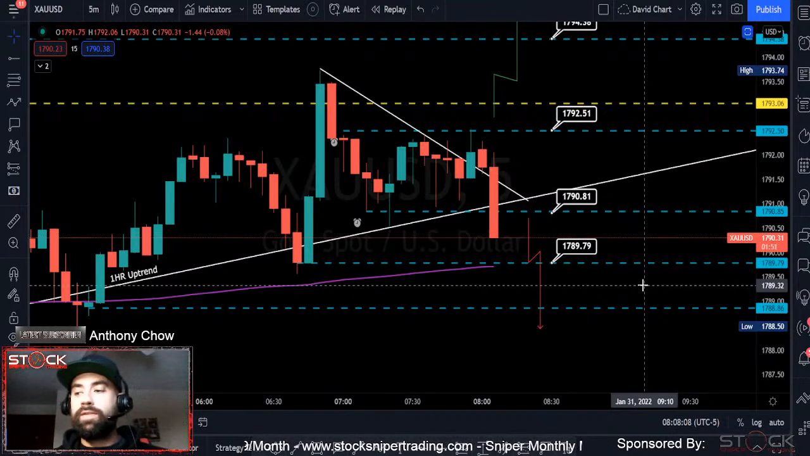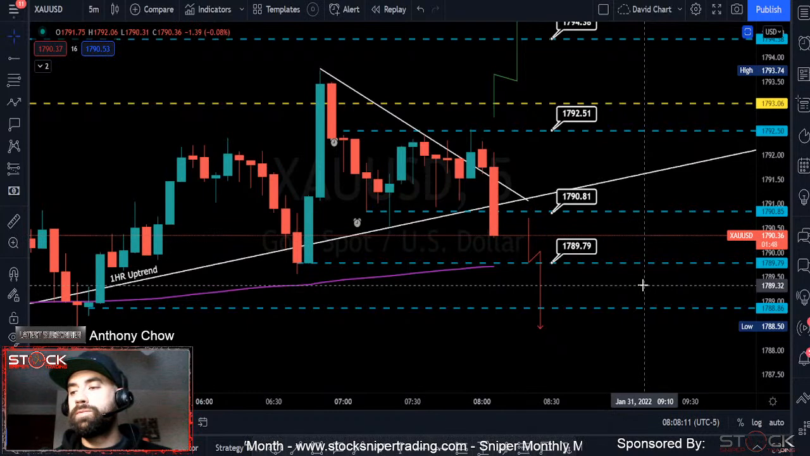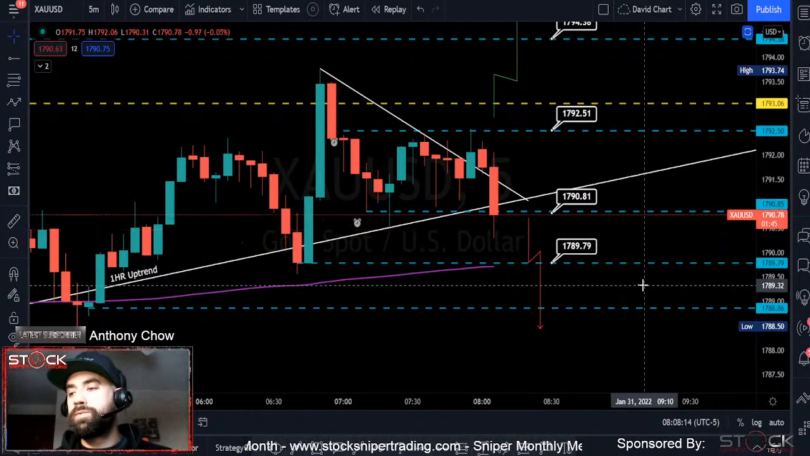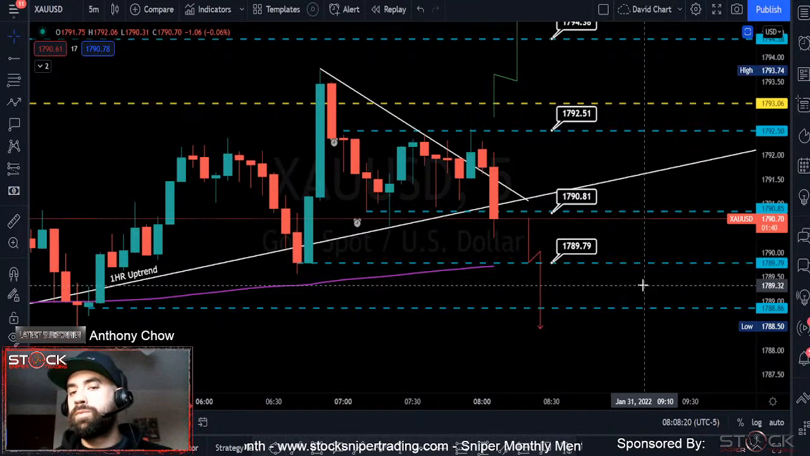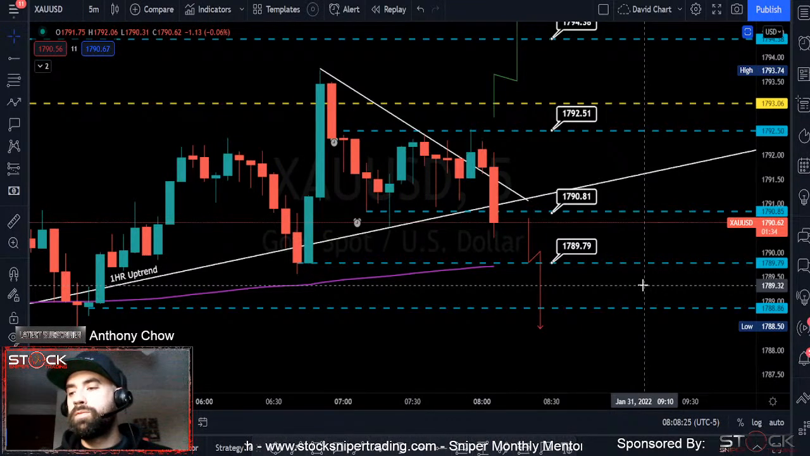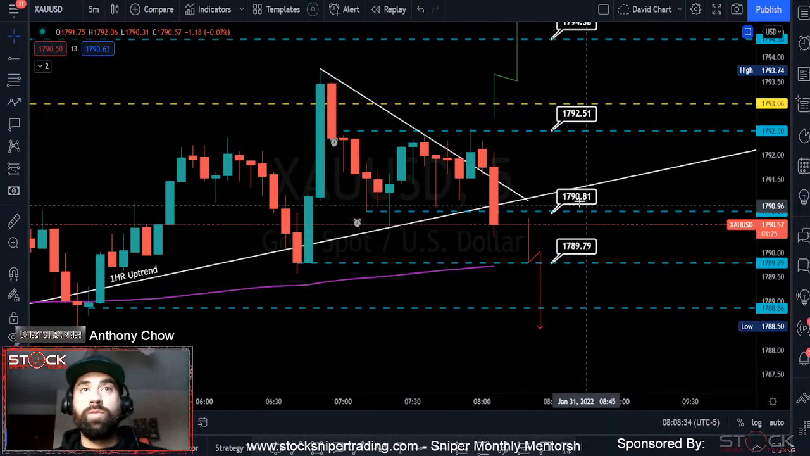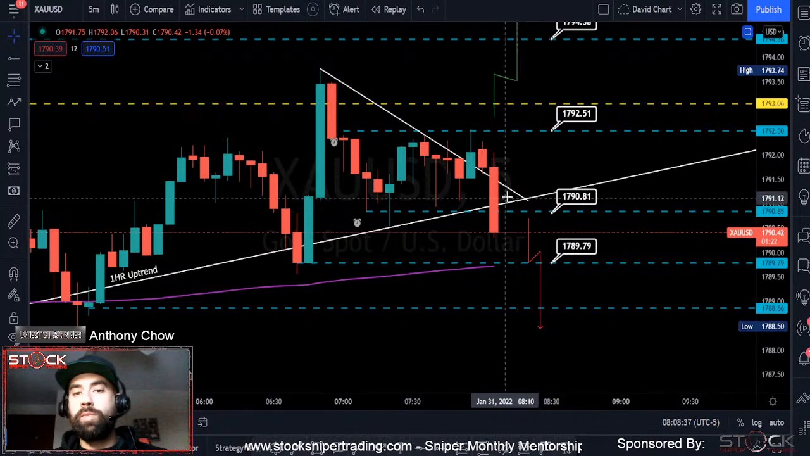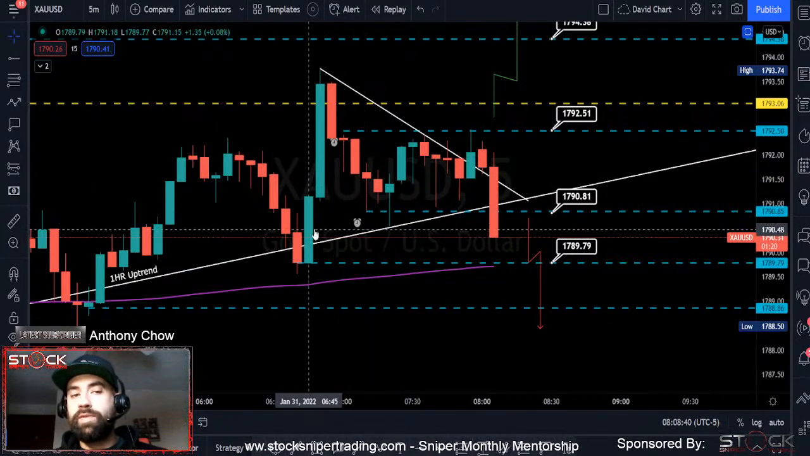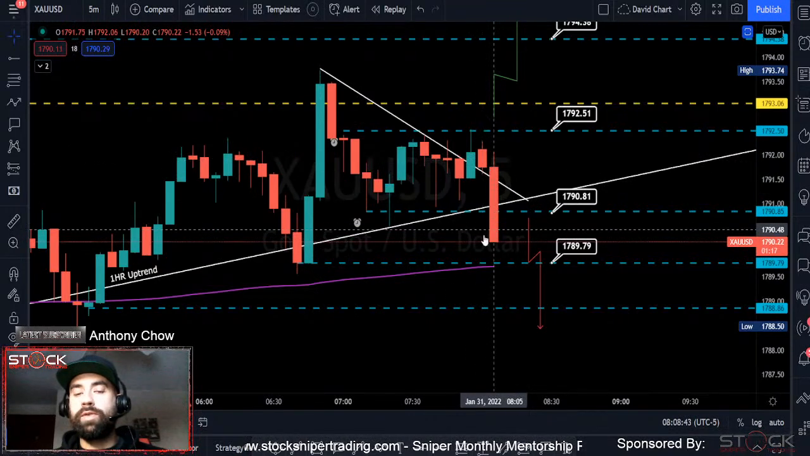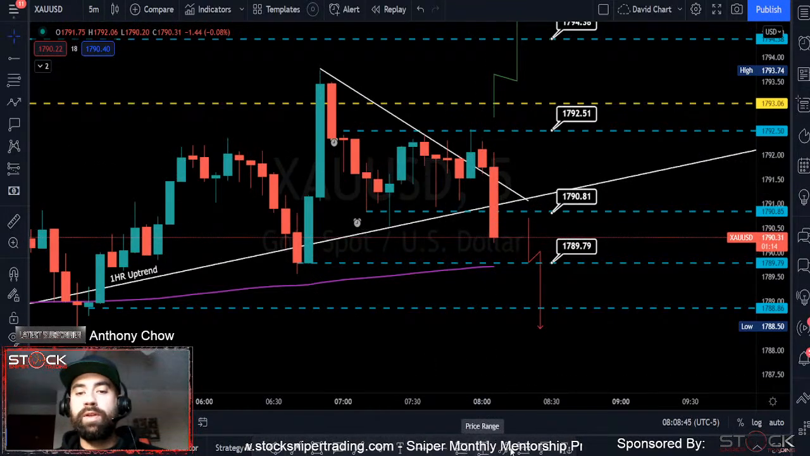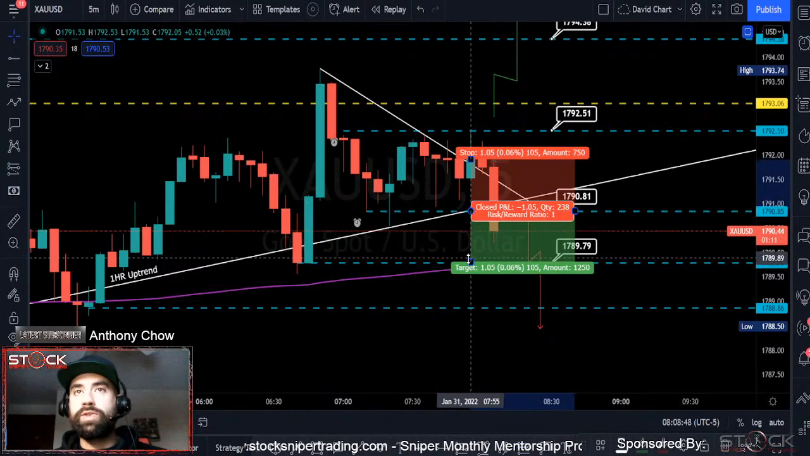So gold is still selling off. You can see now slowly more momentum. There was a lot of bullish momentum previously, and now you can see the bears are starting to take over. You can see this is what the trade would look like.